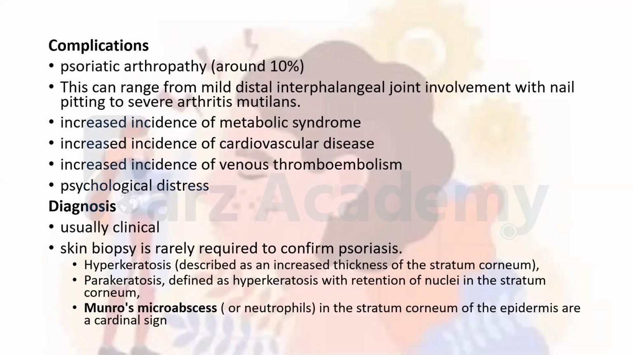So how is it usually diagnosed? These psoriatic lesions are typically diagnosed clinically. Skin biopsy is very rare, and when you do a biopsy, how do you confirm it? You can see hyperkeratosis, parakeratosis, and Munro's microabscess. This is nothing but neutrophils in the stratum corneum region of the epidermis.